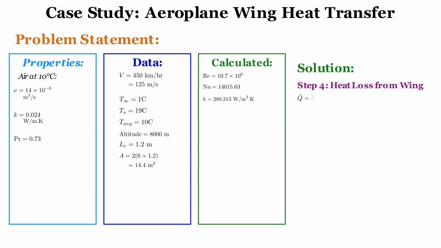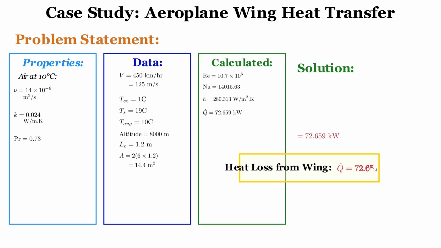Step 4, finally, the heat loss from the wing, our main objective. Using Newton's law of cooling, Q dot equals h times As times the temperature difference between surface and air. Substituting, Q dot equals 280.313 times 14.4 times (19 minus 1). That's 280.313 times 14.4 times 18 degrees. This equals 72,659.13 watts, or converting to kilowatts, 72.659 kilowatts. Excellent work, everyone.